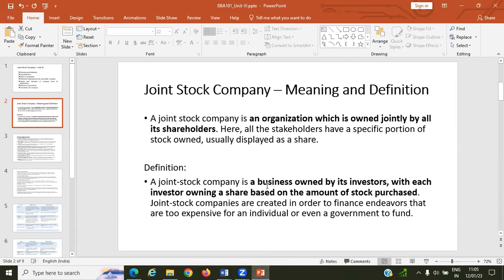Joint stock company is also known as company. Meaning and definition we understood earlier. Then we discussed the characteristics of joint stock company.